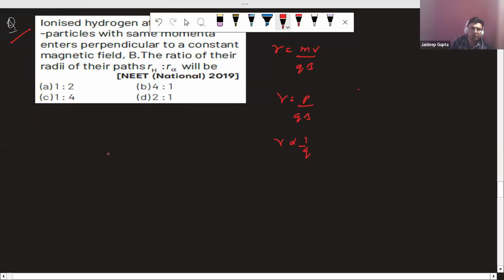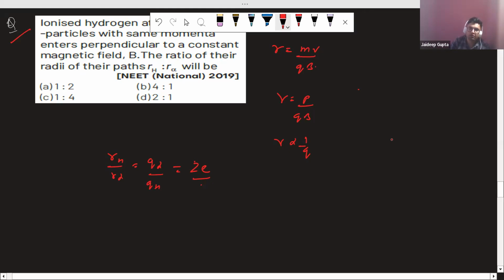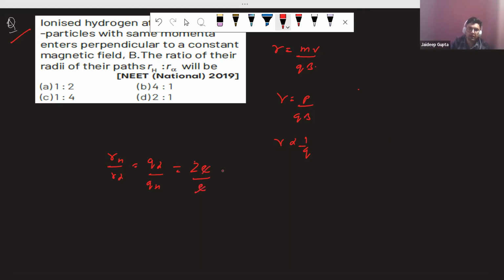So the ratio of hydrogen over alpha equals charge on alpha particle over charge on hydrogen atom. What is the charge on alpha particle, Saifullah? 2q. Aksha, what is the charge on ionized hydrogen atom? Aksha, am I audible to you? e will cancel out. 2 over 1, that is, the ratio is 2 to 1. So D is the answer. Fine. Is it clear to everyone? Yes, sir.